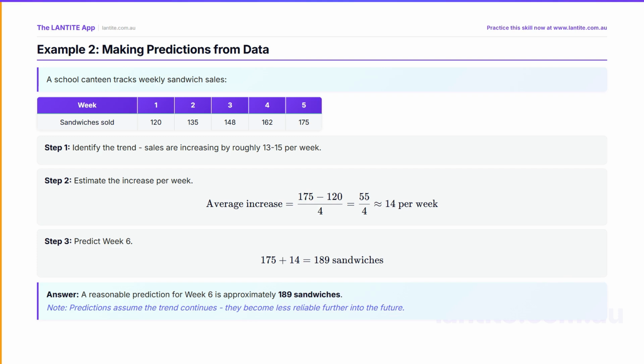But remember, predictions assume the current trend continues. The further ahead you predict, the less reliable it becomes. The LANTITE may ask you to predict the next value, or to explain why a prediction might not be accurate.